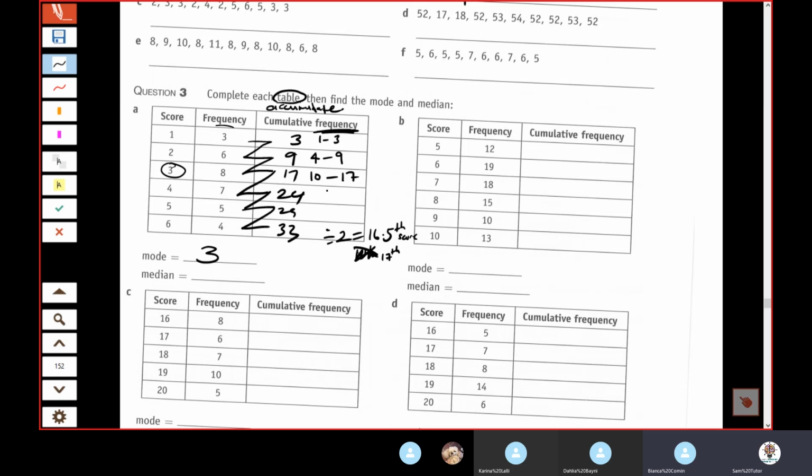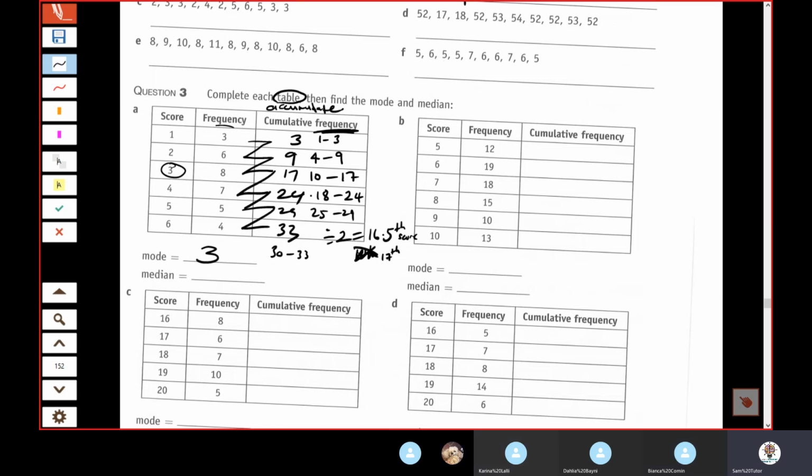And then 4 is in place 18 to 24. 5 is in place 25 to 29, and then 6 is in place 30 to 33. Do we get that? Yep. Dahlia, Cara, Lisa, do you girls get that as well? Yeah, I think so.